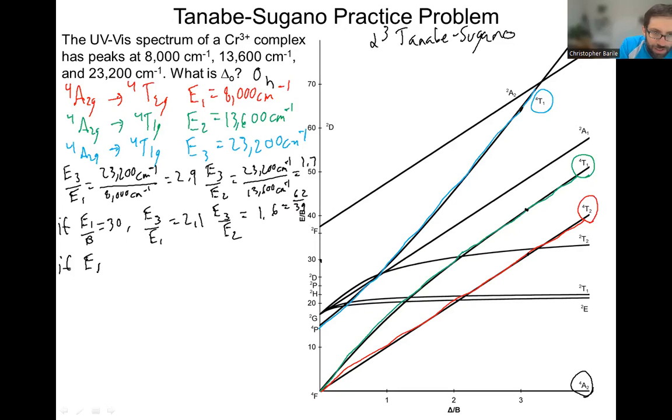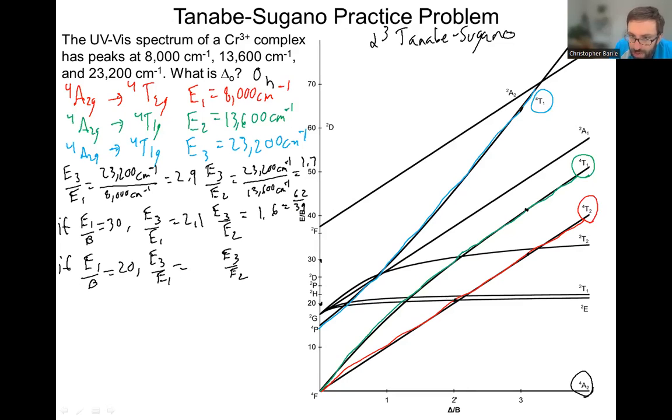So let's try E1 over B equals 20. We're going to test a different value here. And again, we're asking what our E3 over E1 is and what our E3 over E2 is. And we're trying to get something close to 2.9 and 1.7 to match these values and have the right ratios. So if we're at 20 for E1 over B, well, this is E over B, so we have to figure out where that first transition equals 20.